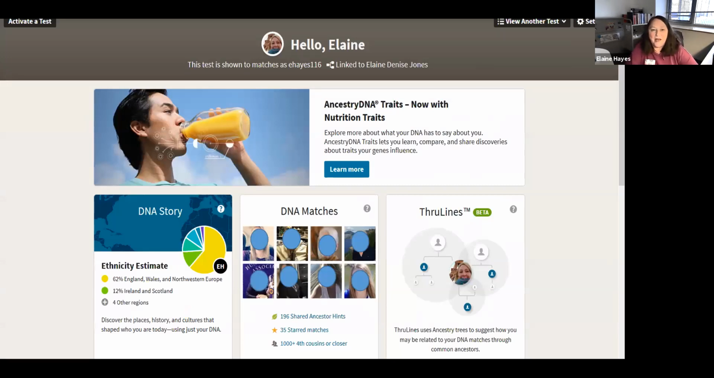Okay, this is back to my Ancestry DNA results page, and you'll see that I can look at my DNA story and my ethnicity estimates. I can look at all my matches, and I have over 1,000 fourth cousin or closer matches. Through lines, I can look at that and see how exactly I'm related to my matches. Also, they have Ancestry DNA traits and things like that we can look at.